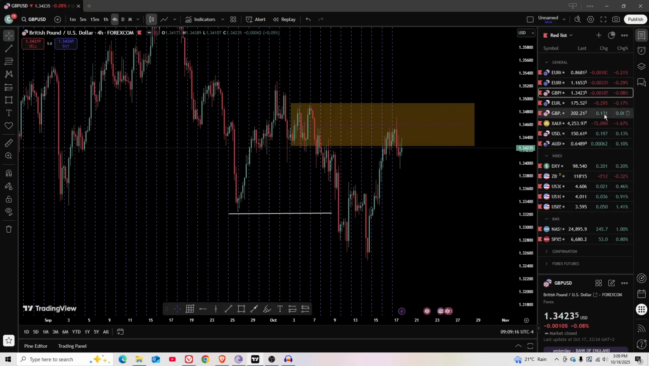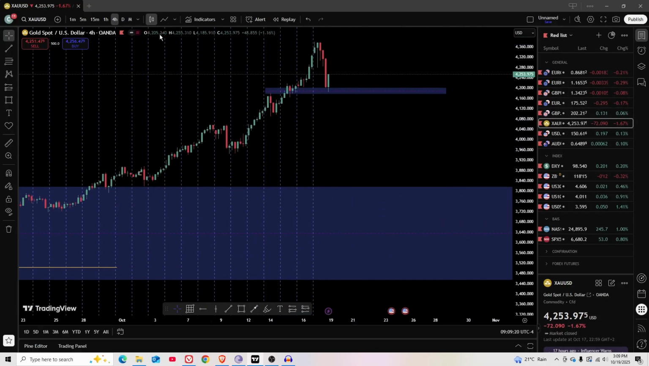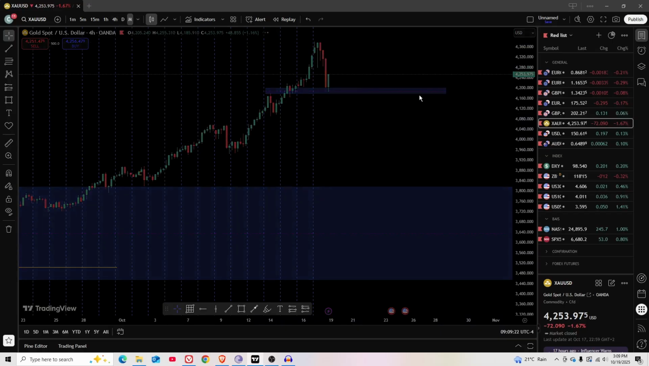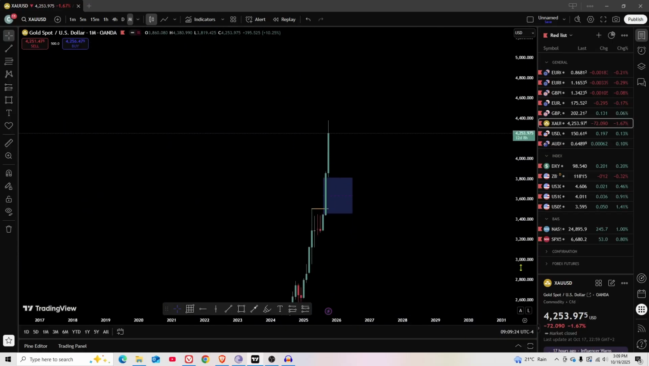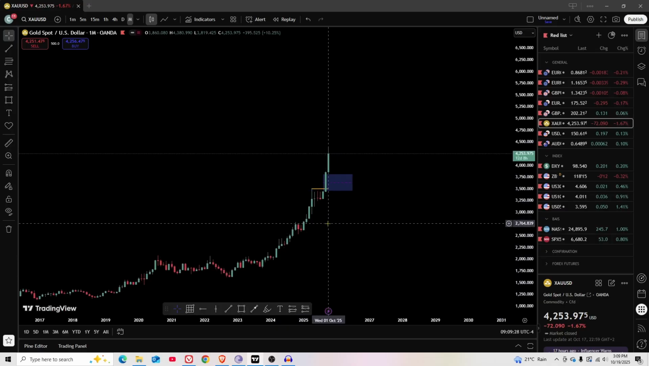Now, what I'll be expecting on gold. Now, this is something that is very interesting. We'll go to our monthly chart. What you'll see with the monthly chart is that we are extremely bullish. Why are we so bullish?